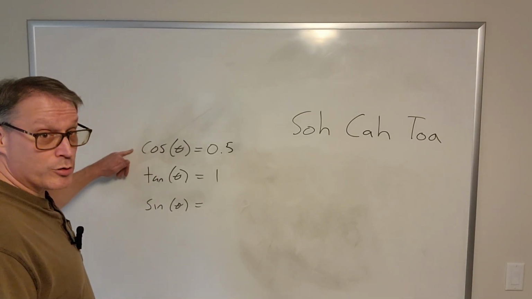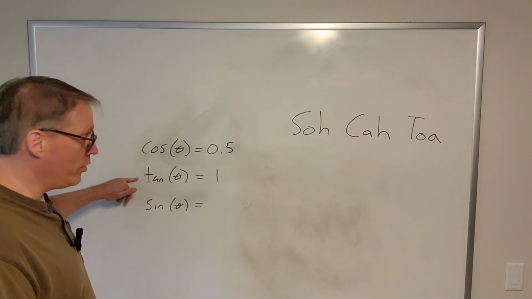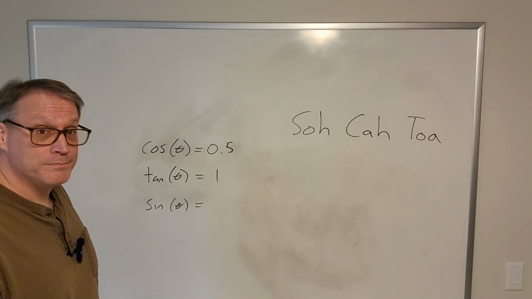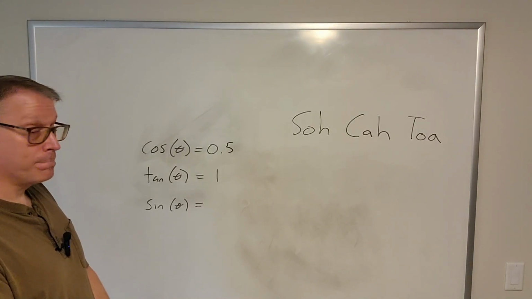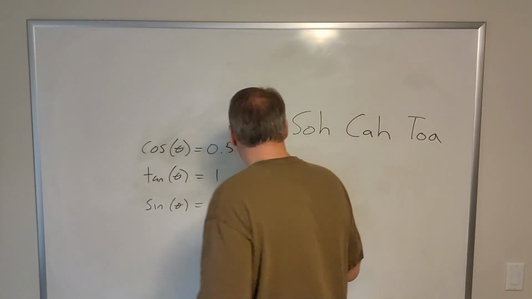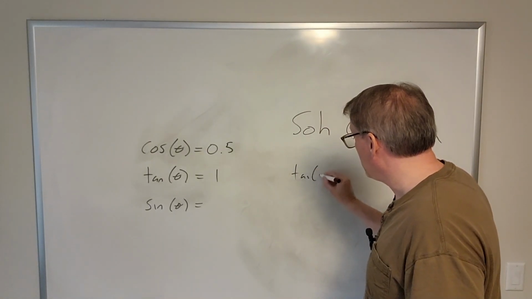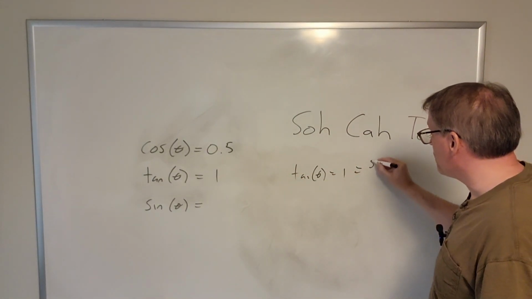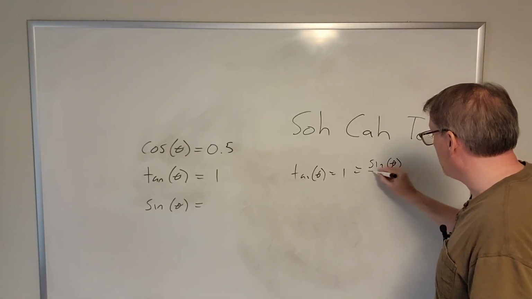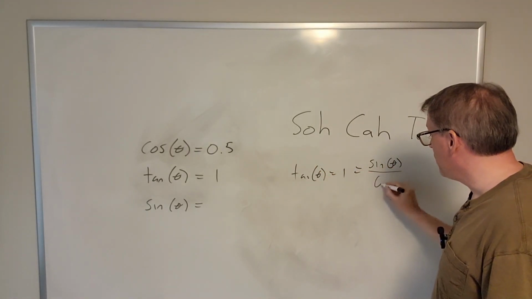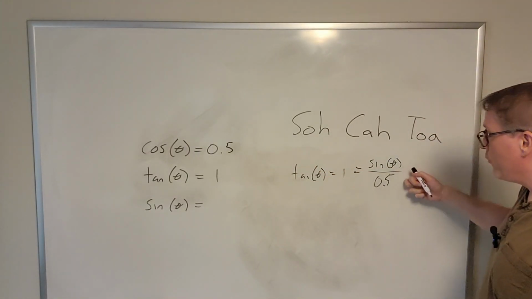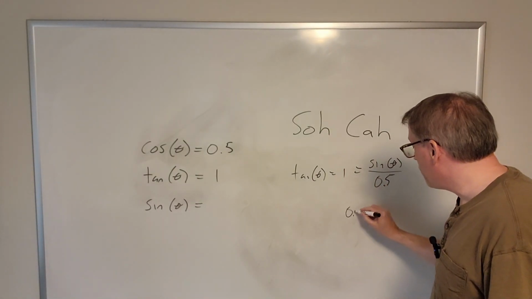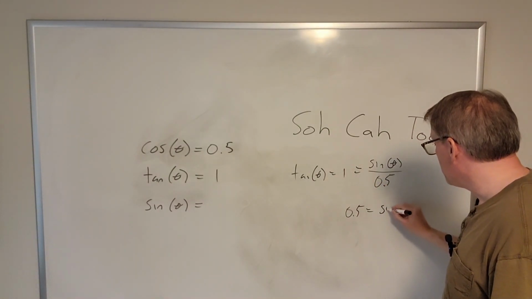Suppose cosine of theta equals 0.5 and tangent of theta equals 1. What's the sine of theta? You give this one a shot. All right. Well, we know that tangent of theta, which is equal to 1, is equal to sine over cosine. And you know cosine of theta is 0.5. Sine over cosine is tangent. Let's just multiply both sides by 0.5. End up with 0.5 equals sine of theta.